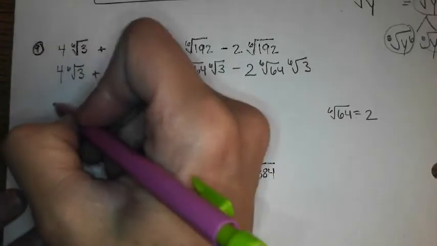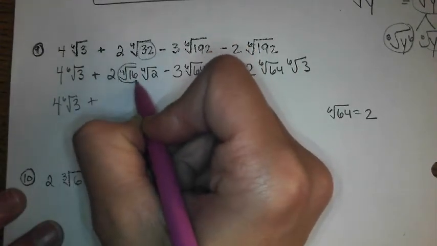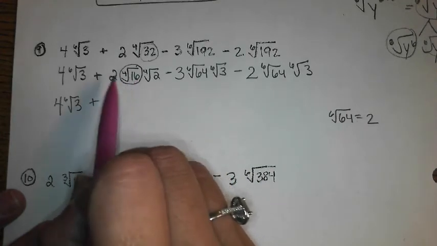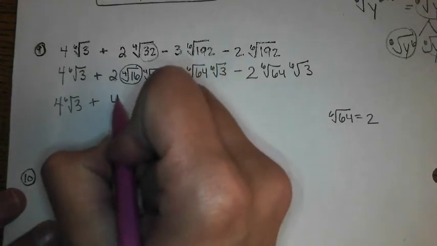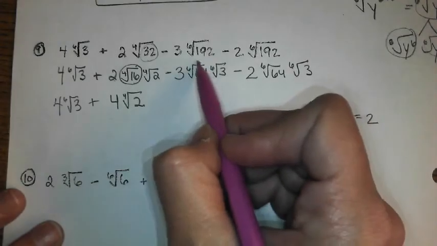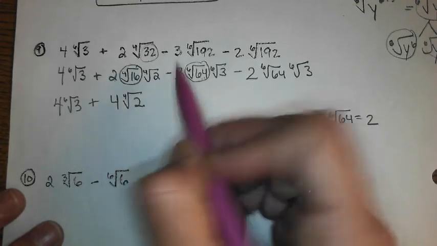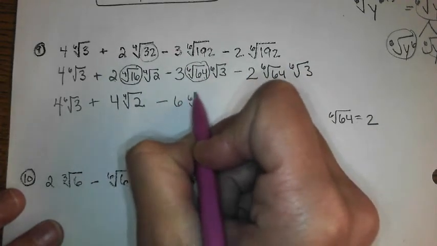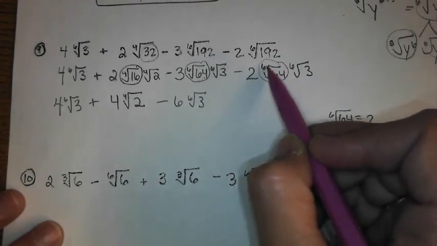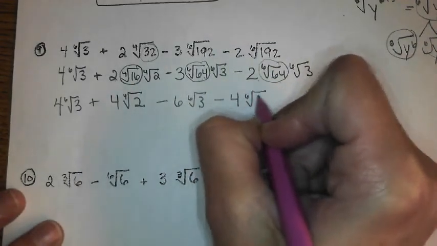All right. First term, nothing I can do. Plus the next term. What was the 4th root of 16? 2. Times the 2 that's already there is going to make that 4 times the 4th root of 2. On the next term, the 6th root of 64 we said was 2 times the 3 that's already there will give us minus 6 times the 6th root of 3. And on our last term, the 6th root of 64 is 2 times the 2 that's already there will give us minus 4 times the 6th root of 3.